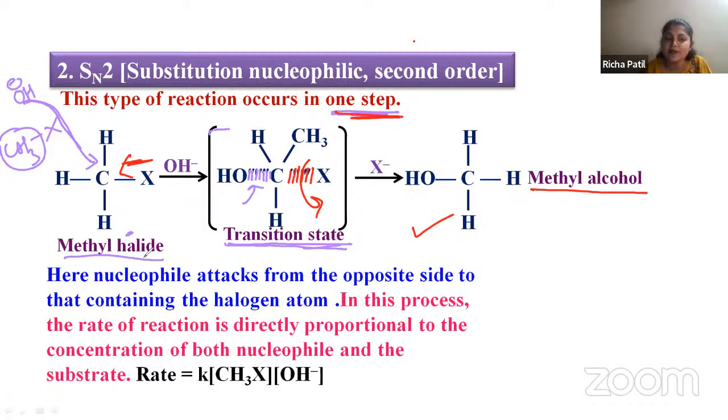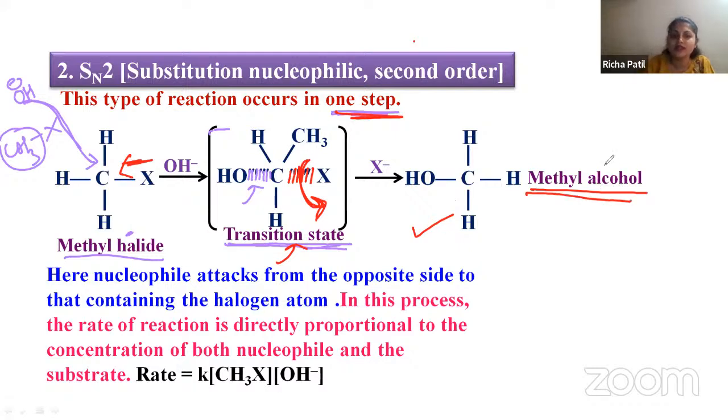It occurs via one step, methyl halide. So the nucleophile will attack from the rear of the carbon. Then it undergoes a transition state wherein making and breaking of bond takes place simultaneously, as the carbon is unstable, having a pentavalency. So it undergoes a fast step. This is a very fast step. So this halide leaves and it forms methyl alcohol.